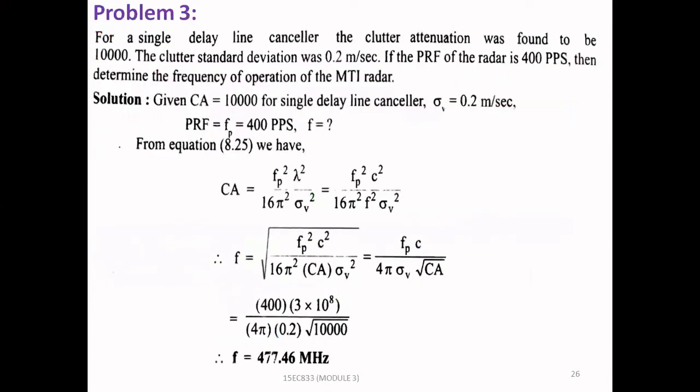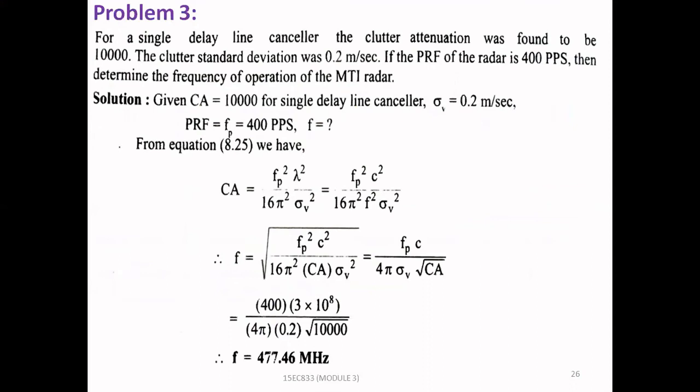Problem 3. For a single delay line canceller, the clutter attenuation was found to be 10,000. The clutter standard deviation was 0.2 meters per second. If the pulse repetition frequency of the radar is 400 pps, then determine the frequency of operation of the MTI radar.